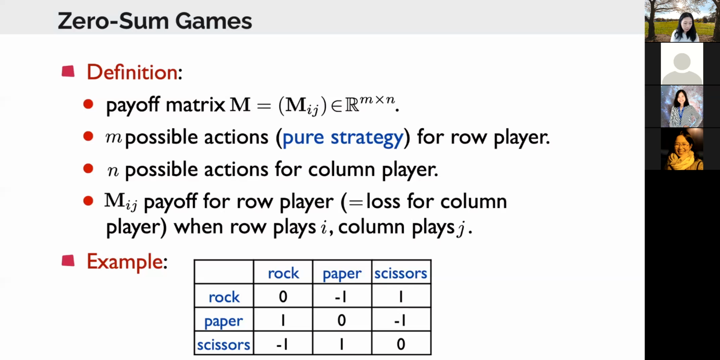So here is an example where you have rock, paper, scissors between two players, row and column. If the row player gives a rock, and the column player also gives a rock, then it's gonna be 0. So nobody wins, right? But if the row player is rock, but the column is paper, then the row loses. It gets a -1 payoff, whereas the column gets a -1 loss, which means it's a 1 payoff, right? So this is just a definition of the payoff matrix.